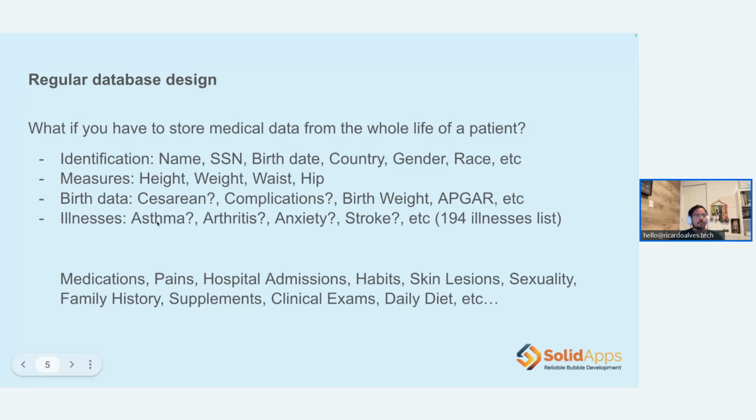During life, they may have asthma, arthritis, anxiety, stroke, and any of a list of 189 illnesses. And besides these, record also all the medications that they take, the pains that they feel, hospital admissions, habits, skin lesions, data about how they feel about their sexuality, family history, supplements they take, clinical exams that they have done, daily diet, and so on.